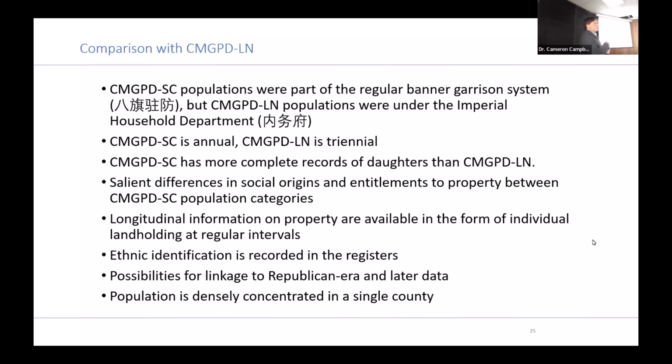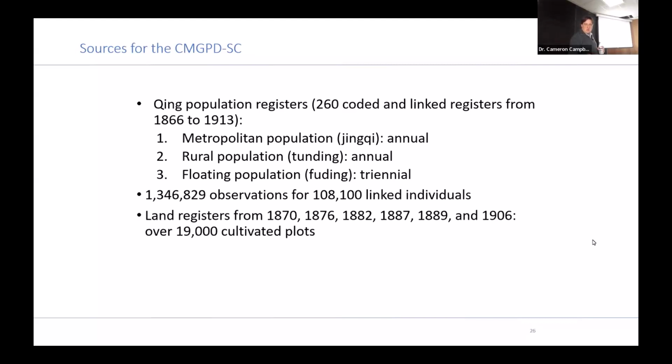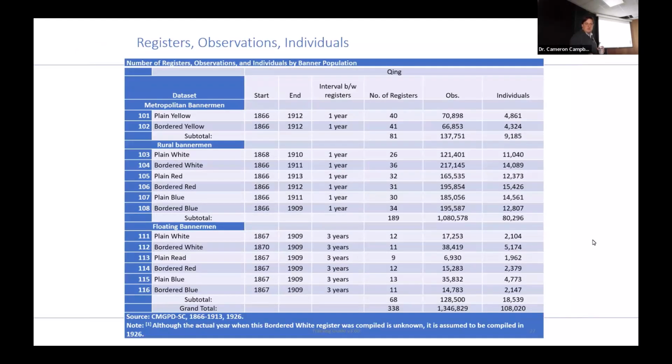And so we've done some studies of assortative or ethnic intermarriage and so forth using these data. This is just some of the numbers and so forth.